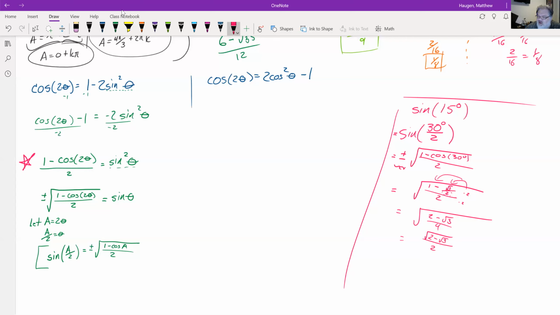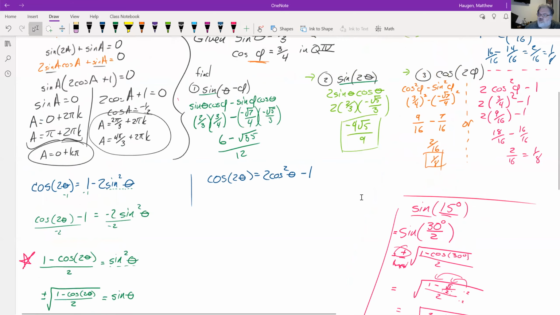is 2. Now, which do we want to use, a plus or a minus here? We can't leave them both on there. We have to pick one because this is a function. But we know what quadrant 15 is in. 15 degrees is in quadrant 1. Sine in quadrant 1 is positive, so positive all the way down. So boom, half angle formula.